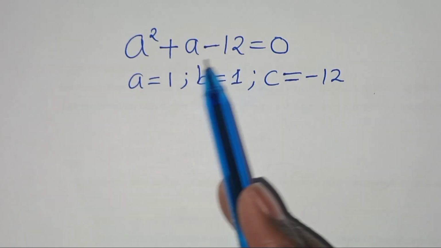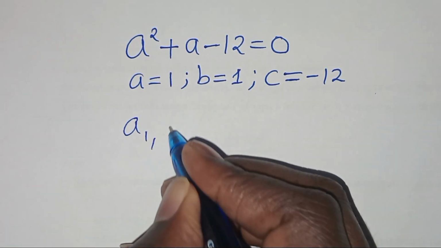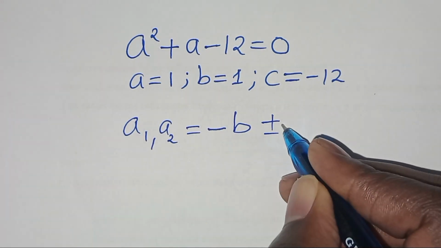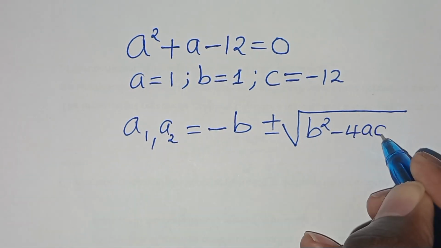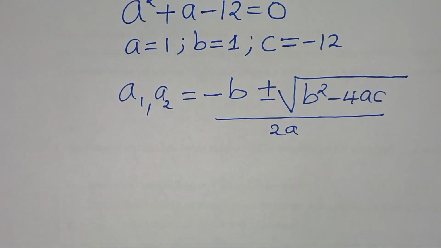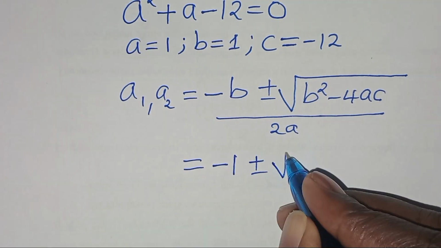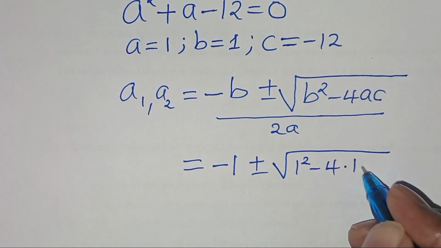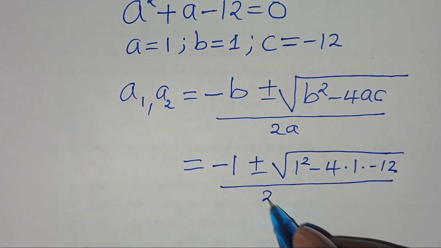Now, we can solve this quadratic equation by applying the quadratic formula, which is minus b plus or minus the square root of b squared minus 4 times a times c, all this divided by 2 times a. So this is the same thing as minus 1 plus or minus the square root of 1 squared, minus 4 times 1 times minus 12, all this divided by 2 times 1.